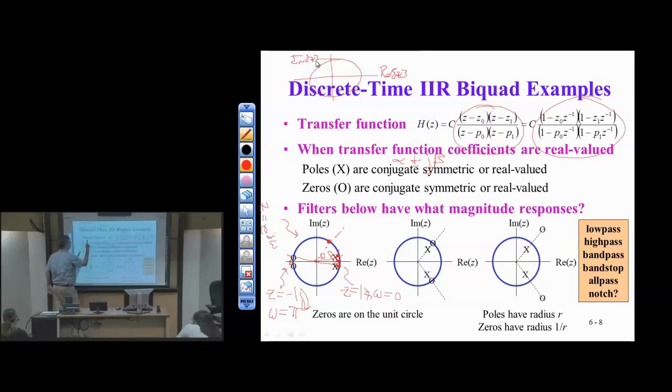So if I put my poles over here, sorry, I want my poles over here, wrong place. So poles are over here, close to z equals -1. Zeros are here, close to z equals 1. That would be a high pass. And this would be low pass.